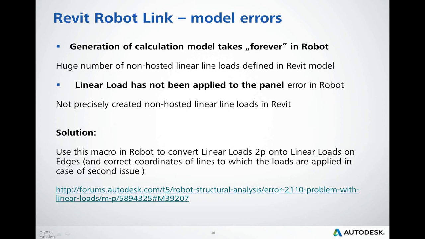The first of them is caused by a huge number of non-hosted linear line loads defined in the Revit model. The second is caused by imprecise definition of line load geometry. In both cases, the solution is to use the macro in Robot to convert linear loads to point or linear loads on edges, and, in case of the second issue, correct the coordinates of lines to which the loads are applied. The macro doing that is available on the forum under this link.